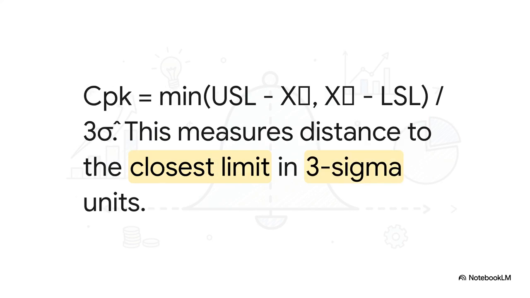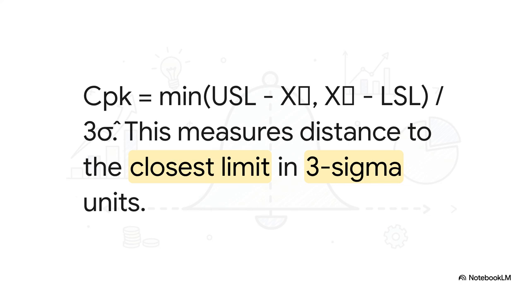And now for the CPK formula. Think of this as a stress test for your process. The top part of that equation is just the distance to your closest guardrail. That's our Z-min, right? The bottom part, 3 sigma, represents a standard chunk of your process variation.